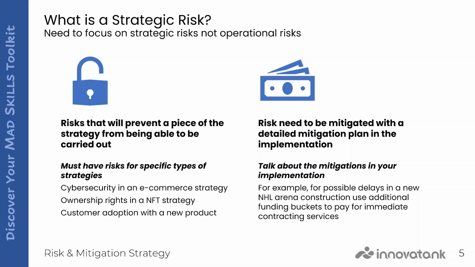So talk about that. For example, for the possible delay in a new NHL arena construction, you could use additional funding buckets to pay for immediate contracting services when you run into those places that are delayed. So the strategic risk here is that the NHL arena is not constructed on time. How do we solve that? We solve that by having additional monies available so that we can get the things that are screwing up the construction schedule back on track.